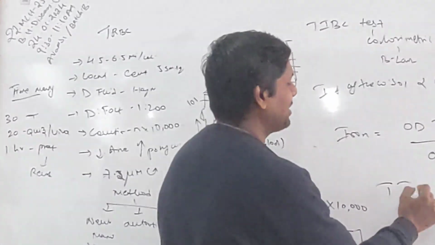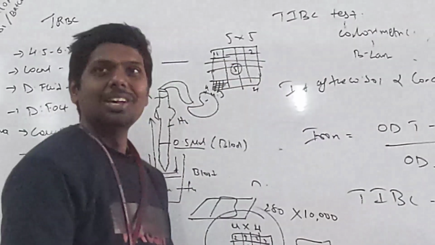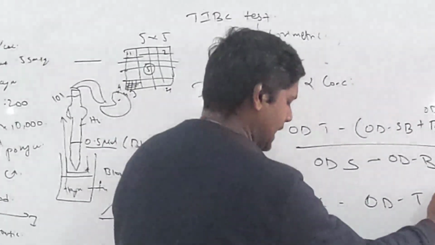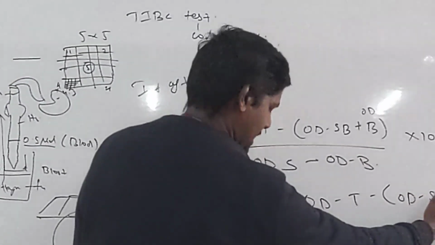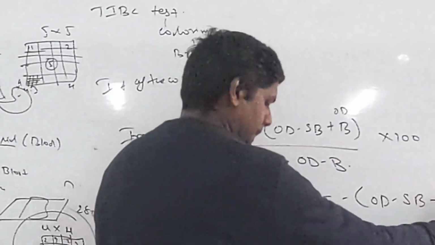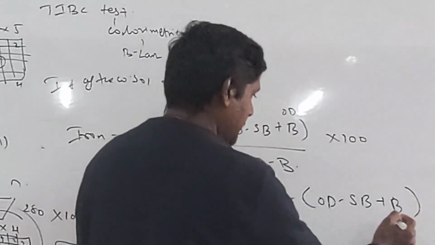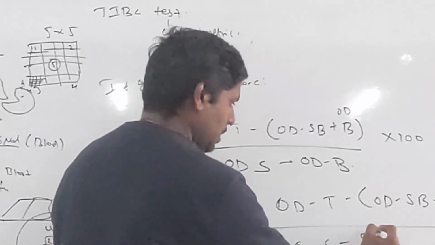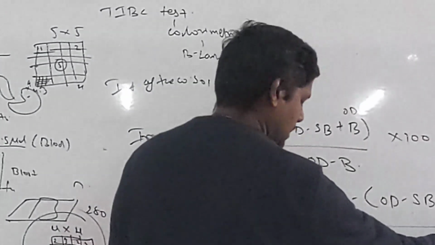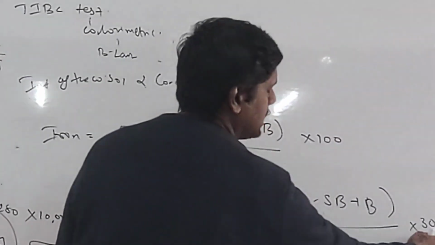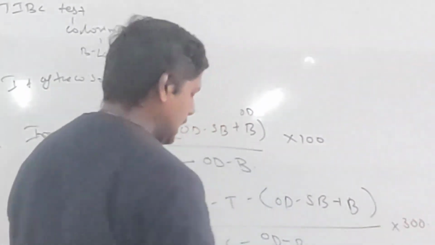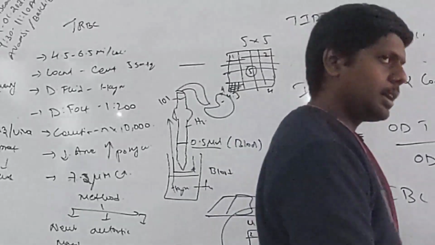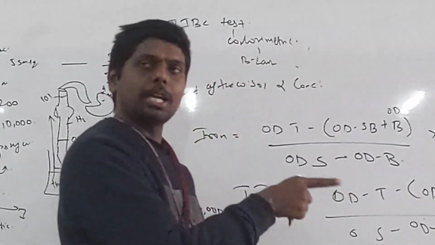Then TIBC, total iron binding capacity formula. So the TIBC is OD of test minus OD of sample blank plus blank by OD of standard minus OD of blank. That looks like above. Then why have we increased this value to 300? That I will see. If it's there in the principle, we will see the principle, then we will understand.